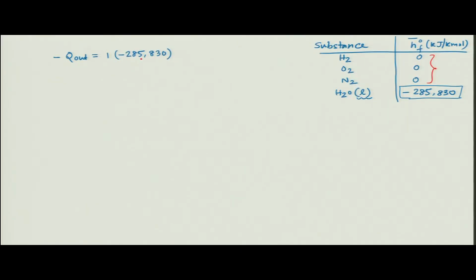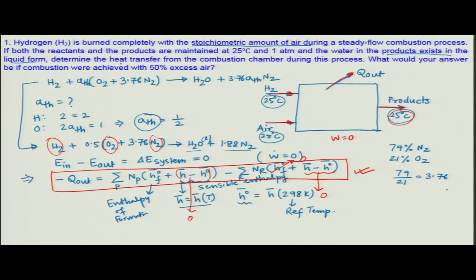That is why I have written this expression, and from this you can obtain Q out as 285,830 kilojoule per kilomole. So, that is the amount of heat that is being released. This is per kilomole of hydrogen. So, we have solved the first part of this problem: determine the heat transfer from the combustion chamber, that we already obtained.